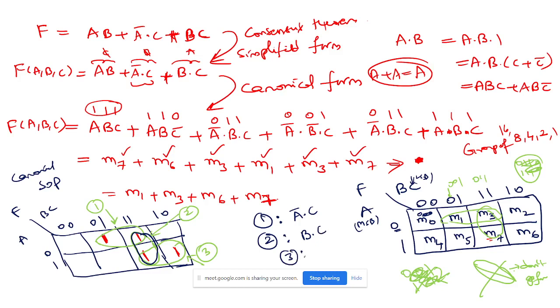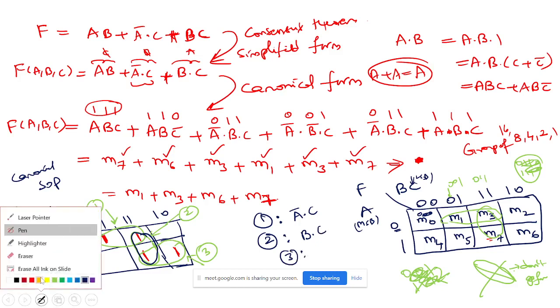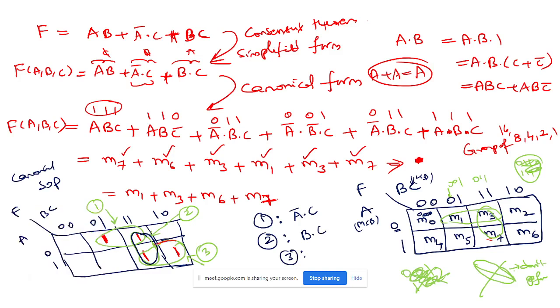The third one. Right? Third one is this. This is the third one. And A is not changing, so A. In these two, B is not changing, so B.